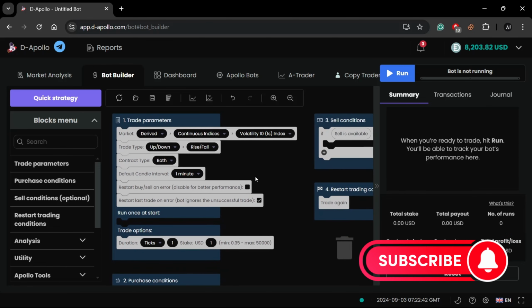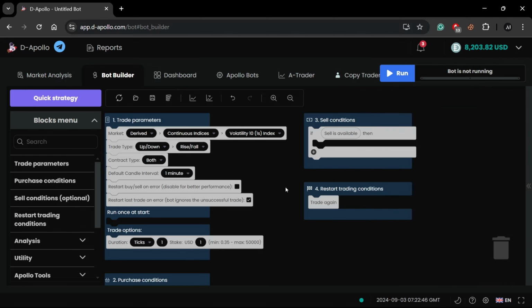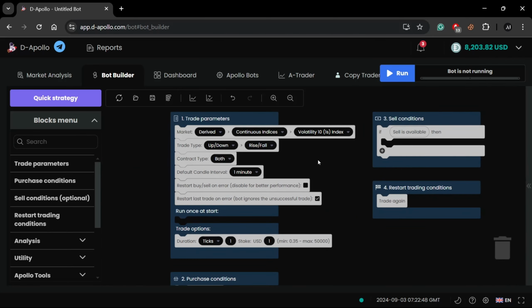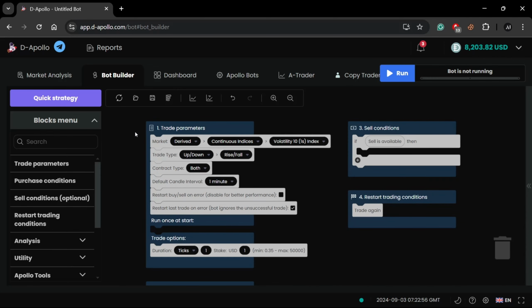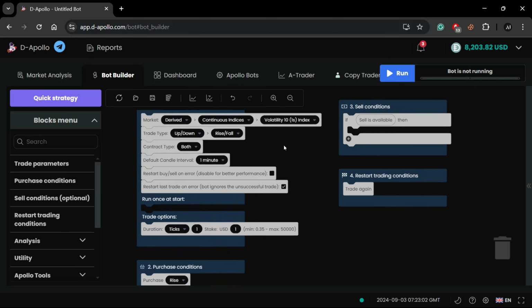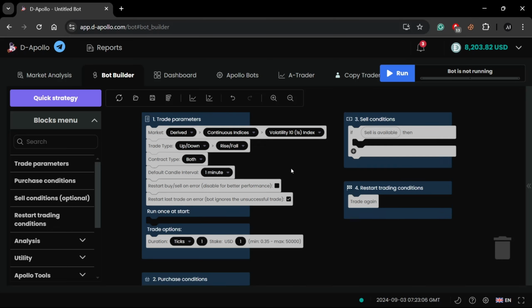As you can see, we have four block parts. For example, we have trade parameters, we have purchase conditions, we have sell conditions, and we have restart trading conditions. So let's start with the trade parameters. This is our first video in the series, and this is just explaining the meaning of these blocks.